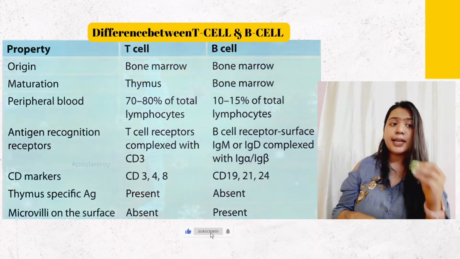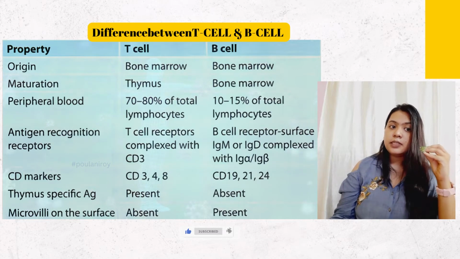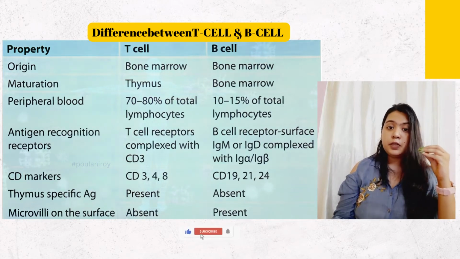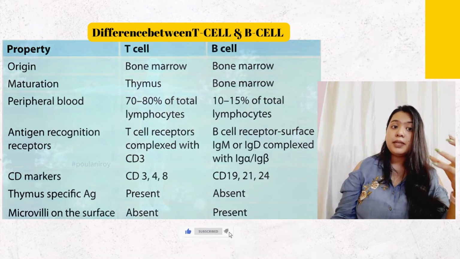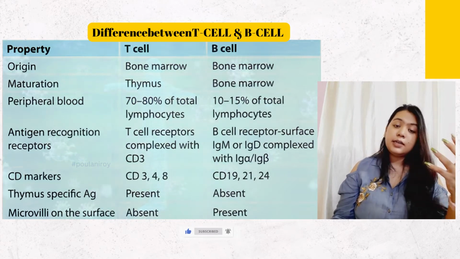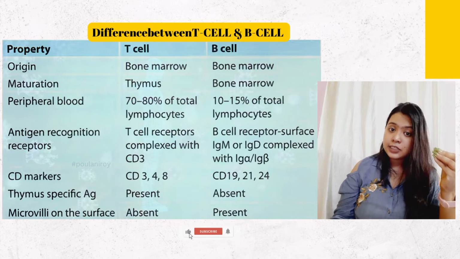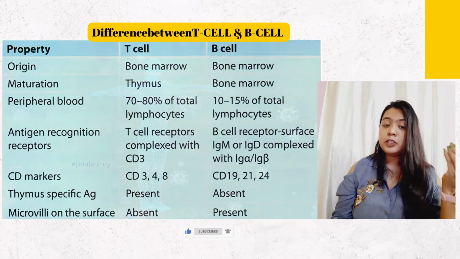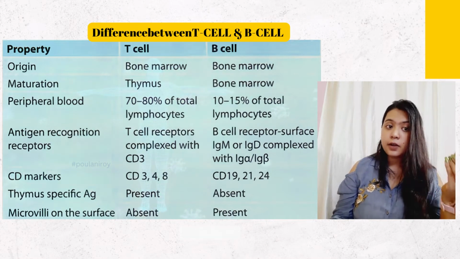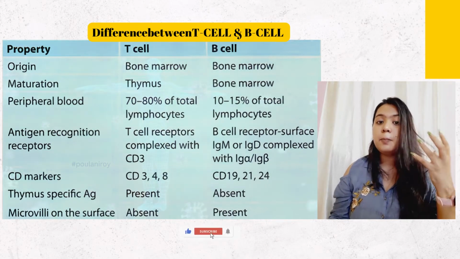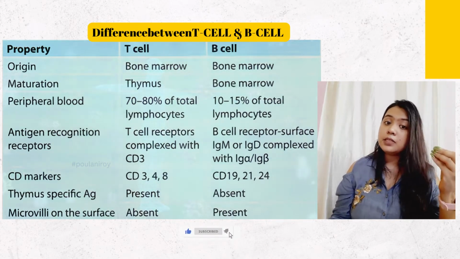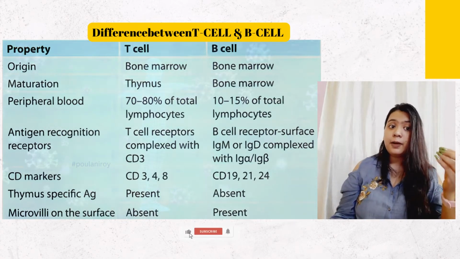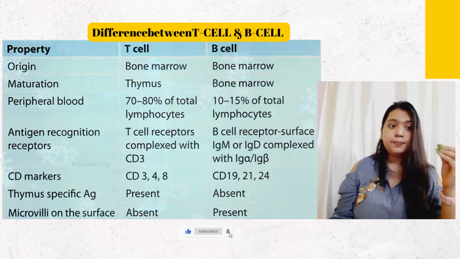Now see next, the antigen recognition receptor. The T cell receptor or the TCR is complex with your CD3, and your BCR surface is having your IgM that we have just studied and your IgD. The matured one will be again having IgD also, or Ig delta. It is complex with your heterodimers like your immunoglobulin alpha and immunoglobulin beta.